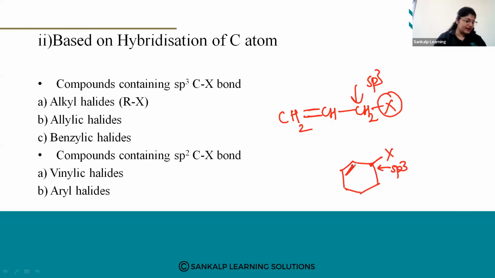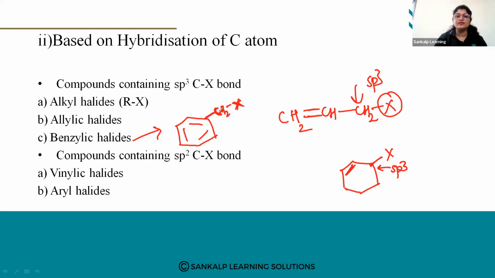So next is benzylic halides. What do you mean by benzylic halides? In these compounds, the halogen atom is attached to an sp3 hybridized carbon which is next to an aromatic ring. I can give you an example like this. This is the aromatic ring and the halogen atom is attached to this carbon, which is sp3 hybridized and linked to an aromatic ring. So this is called benzylic halides. Understood?